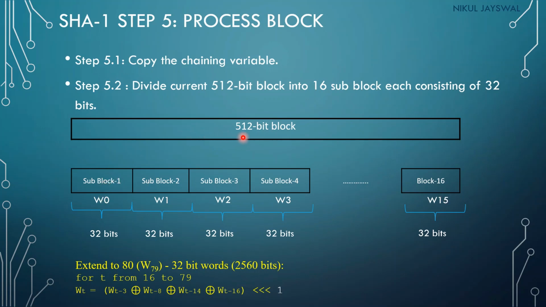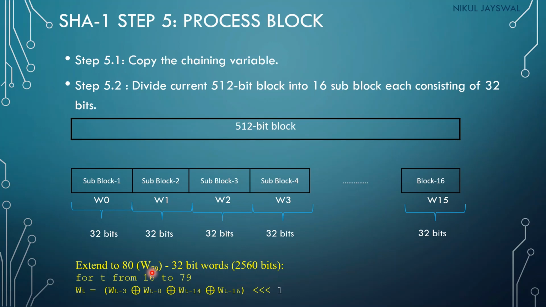So we divide the 512-bit block into word 0, word 1, word 2, word 3, and last we will have word 15, that is the block number 16. Now we need a total of 80 blocks, so word 0 to word 79. So how will we identify the words 16, 17, 18 to 79? This is the process given here. We need to extend to 80 blocks, up to word 79.